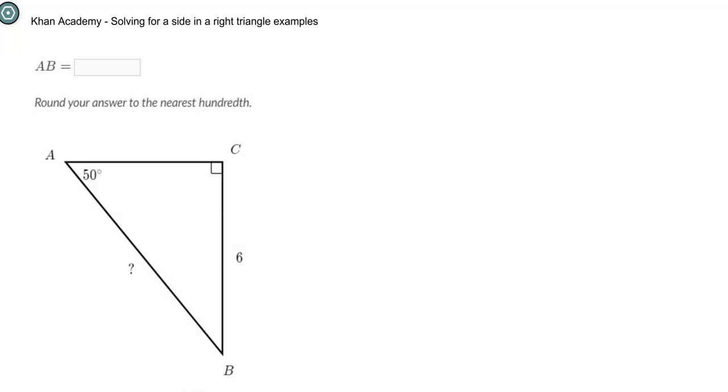All right, Khan Academy solving for a side. So we're going to be using the trig ratios SOHCAHTOA: sine, cosine, tangent. Let me just kind of refresh these up here.